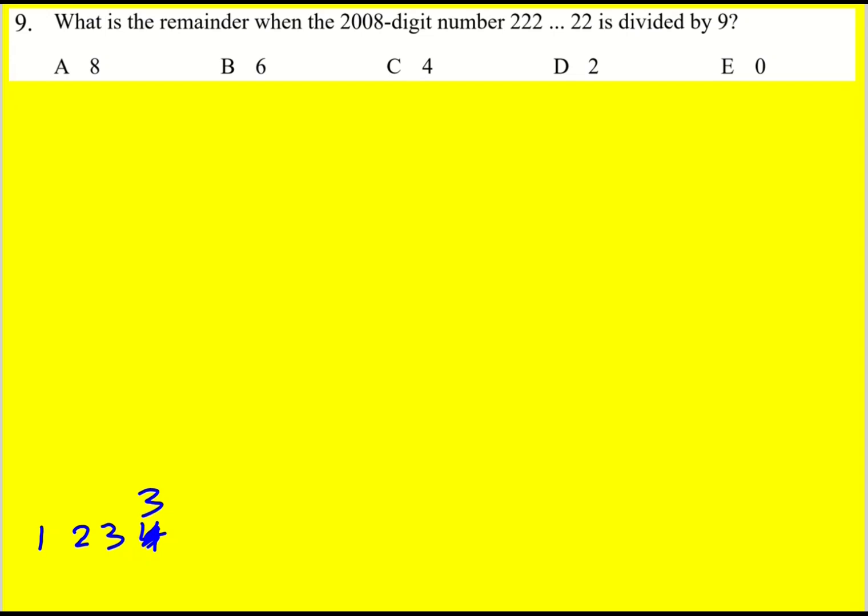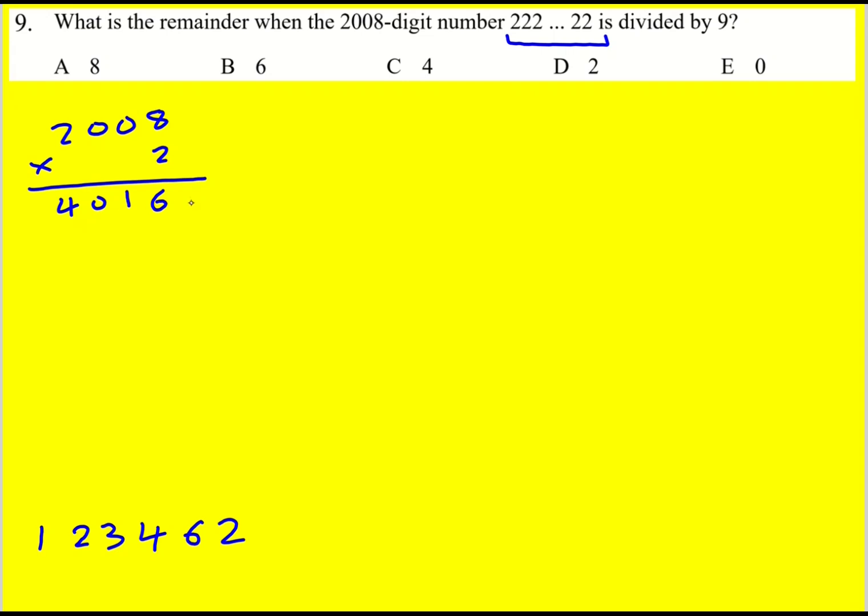So when I have a 4, because the digit sum is 1 more than a multiple of 9, the remainder is going to be 1. And that's going to be something I'm using in a minute. Now that number there would be divisible by 9 because the digit sum is 18. So what's the digit sum of this number here? Well, we've got 2008 lots of 2's, so I can just do 2008 times 2 to give me 4016, and the digit sum is going to be 11.